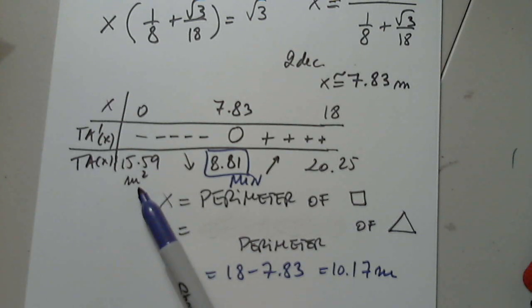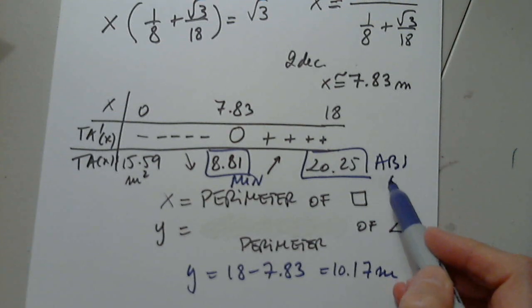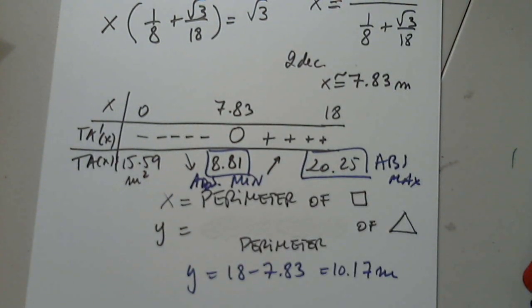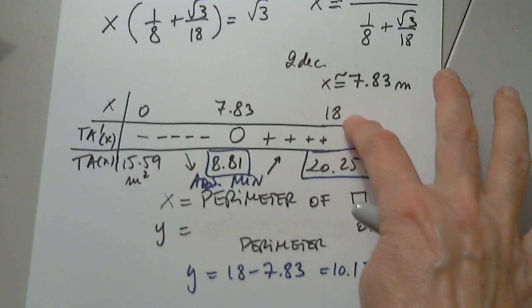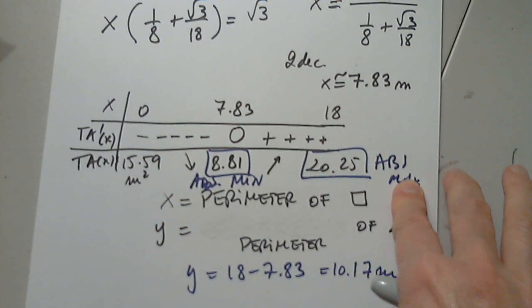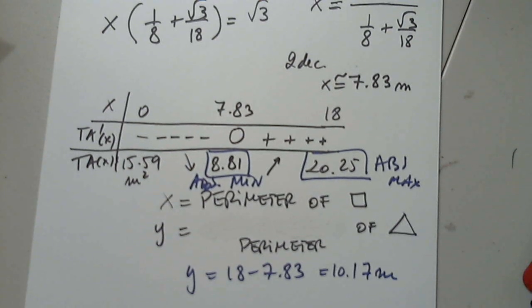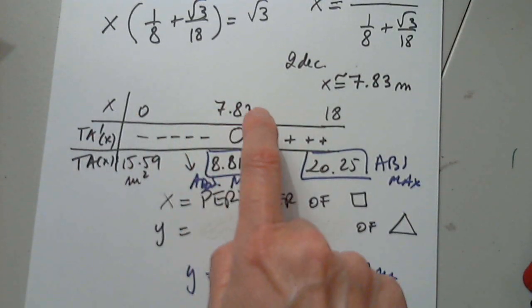The absolute maximum is this. And this is the absolute min. So what does this mean? It means that x is 18 for the absolute maximum. There is no equilateral triangle. We bend the whole 18 into the square. So absolute maximum when x is 18, absolute minimum when x is 7.83.